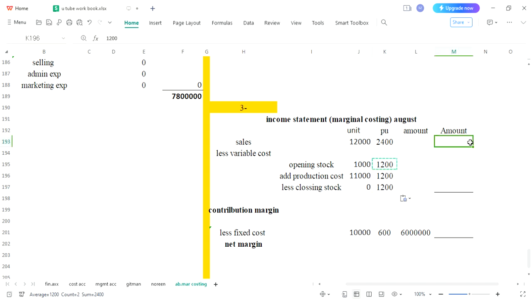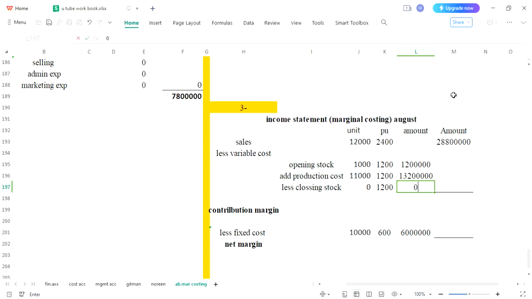Units completed, per unit completed. We are now ready to calculate amounts. For amount of sales we will go to the outer column, where we will calculate sales by multiplying units 12,000 into per unit 2400. Amount of sale has been calculated. Now we will move to the inner column, where we will calculate opening stock: units 1000 multiplied by per unit 1200. Opening stock is here. Production cost: units 11,000 multiplied by 1200 per unit cost. So we have production cost, and finally closing stock, which is 0. So you won't be putting anything over here.